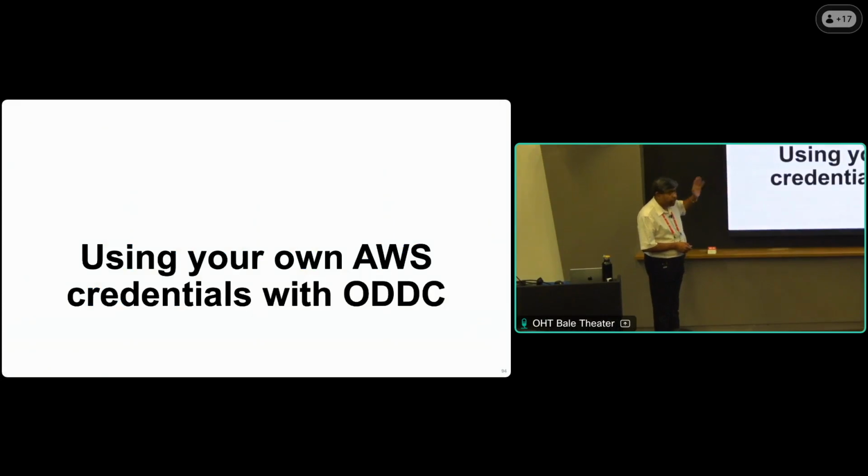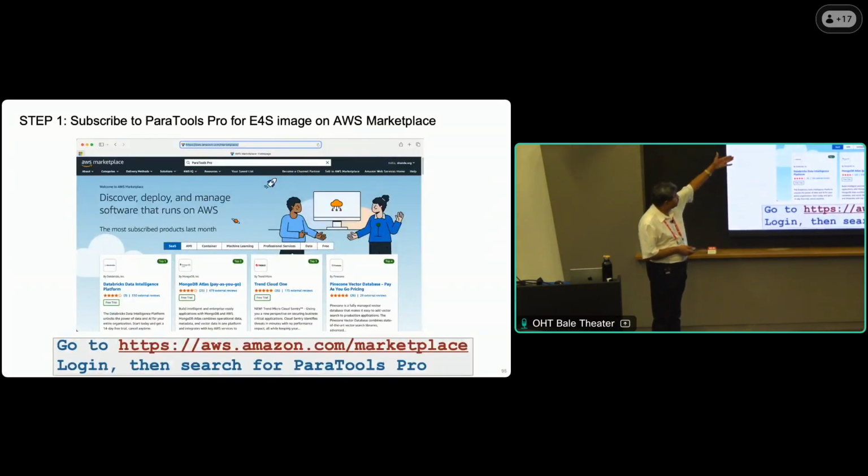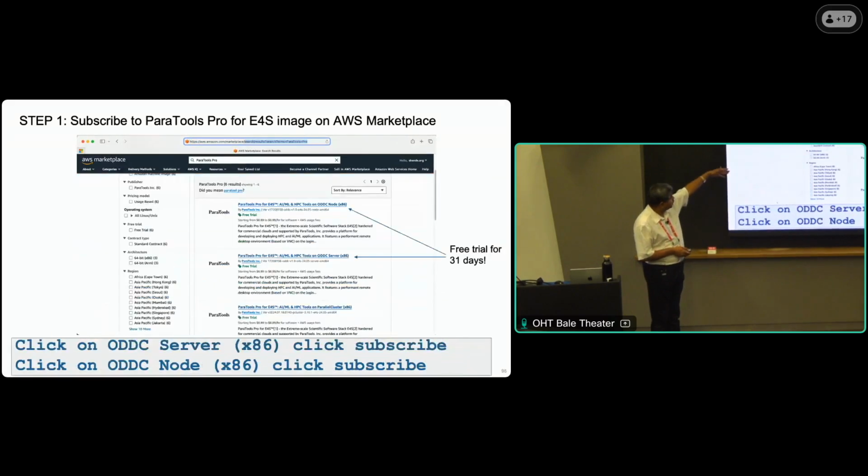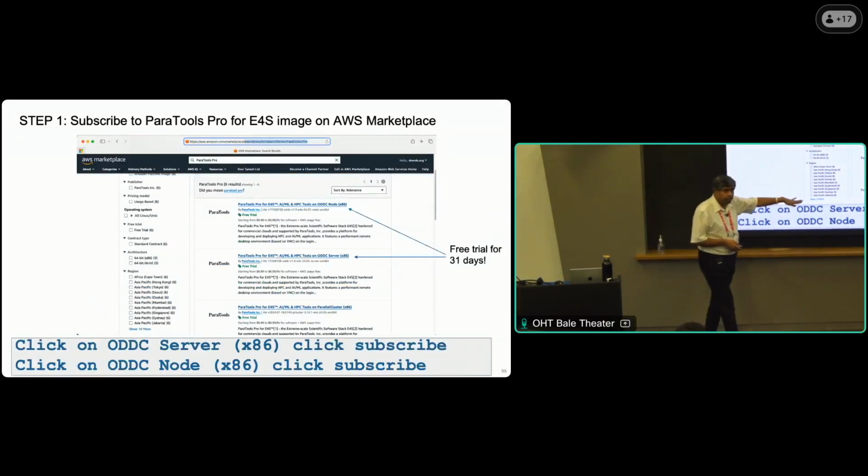And if you have your own AWS credentials after this tutorial is over, and you want to create and use this image, what do you need to do? You can use your own AWS credentials with ODDC. First, go to the AWS Marketplace, search for ParaTools Pro, and subscribe to the node and server images. We also have a ParallelCluster image. We have x86 as well as ARM, so you can use Graviton nodes.